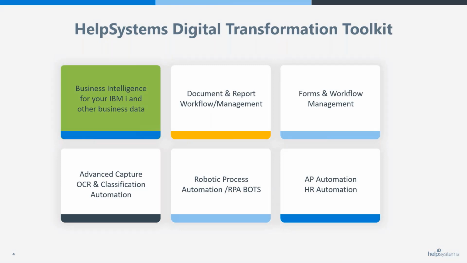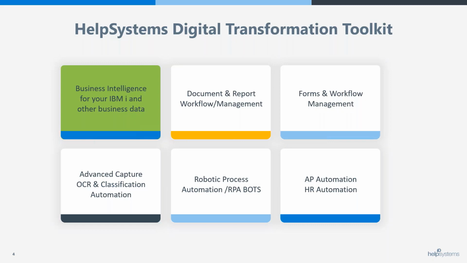With the Help Systems Digital Transformation Suite of Solutions, we can help you at every level of your digital transformation journey. Starting with business intelligence, which we'll be talking more in depth about today. It is used for accessing your business data on the IBMI and other databases you may have, and it allows you to examine, measure, and extract insights, and in turn, improve the company's competitive advantages by seeing data trends and measuring effectiveness. Document report management for the secure access and approval of documents and reports.